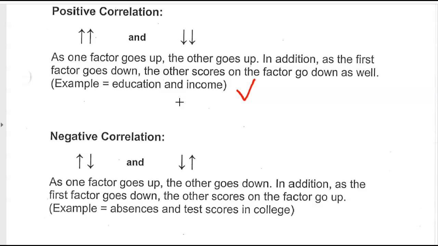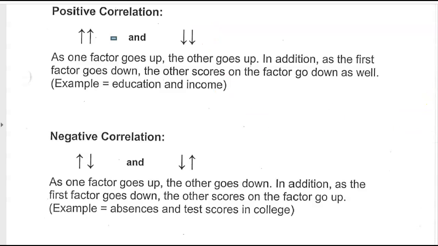Most people don't do that. Most people, the more schooling, the more money. The less schooling, the less money. So that is why it would be a positive correlation. When one factor is up, the other factor is up. When one factor is down, the other factor is down. That would be a positive correlation. One up, the other up. One down, the other one is down.